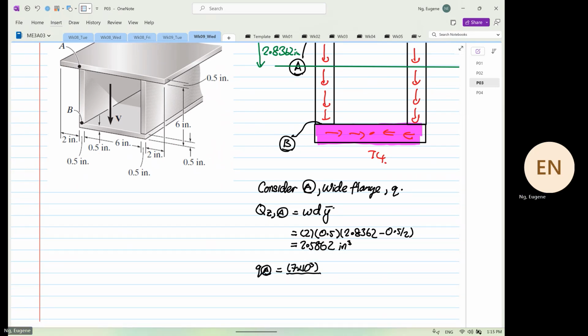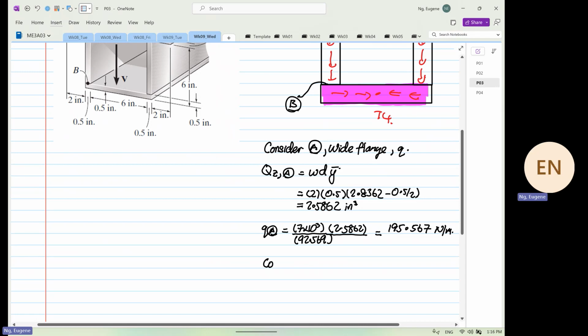And then I is 92.569 for the second moment of area. And then over here is 2.5862. So 7 power 3 times 2.5862 divided by 92.569 is equal to 195.567 Newton per meter. So the next one, we consider point B.